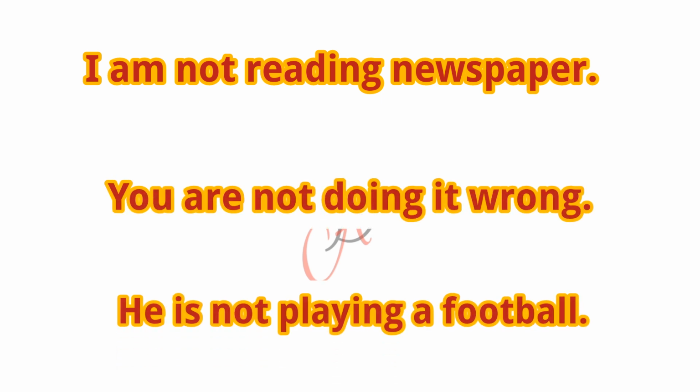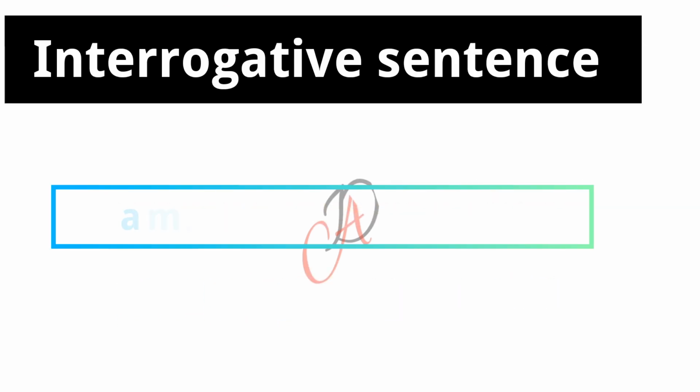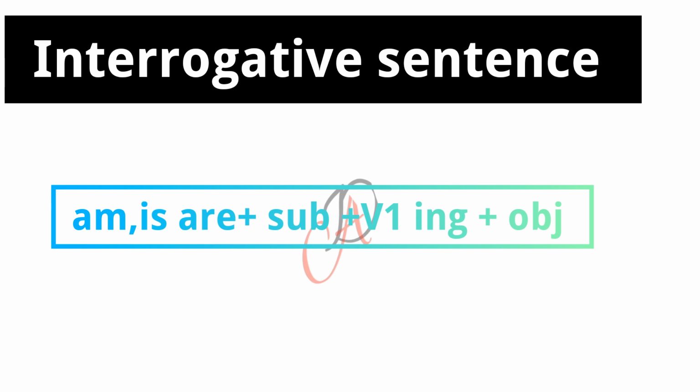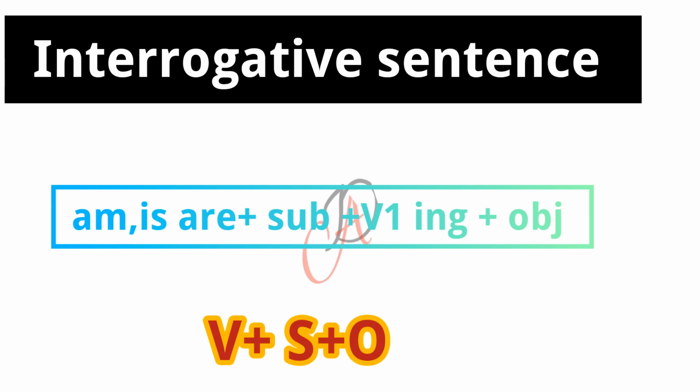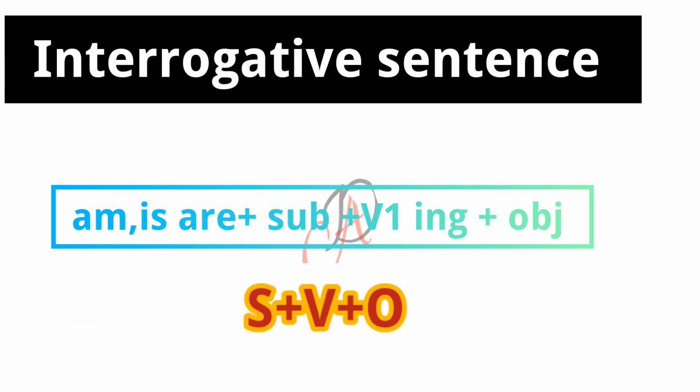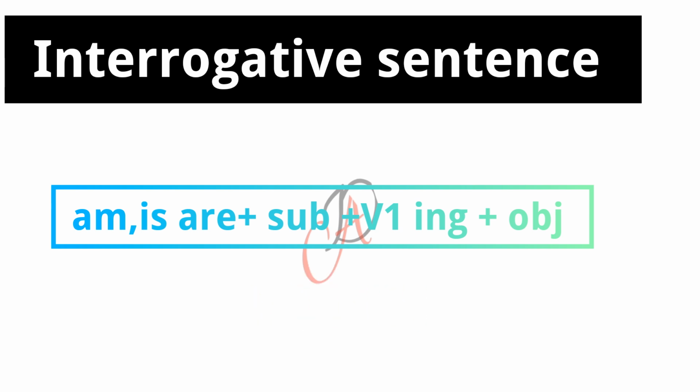football. And the third type of structure of present continuous tense is the interrogative sentence. Am/is/are plus subject plus verb 1 plus ing plus object. And guys, you can notice here first comes the helping verb, then the subject. Whereas in positive and negative sentences, first comes the subject, then the helping verb. But when it comes to the interrogative sentence, first we use the helping verb, followed by subject plus verb 1 plus ing plus object.